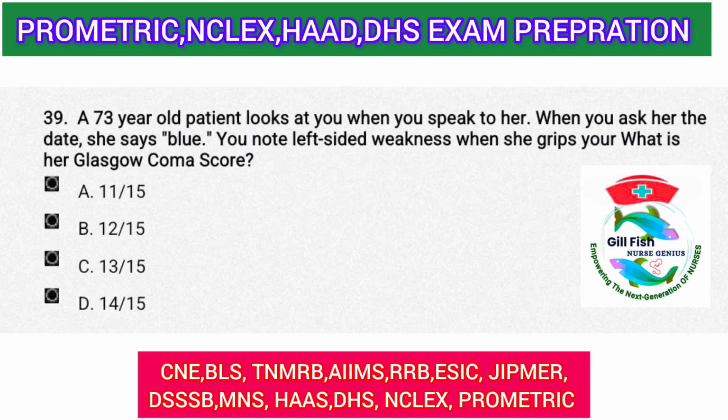Next question. A 73-year-old patient looks at you when you speak to her. When you ask her the date, she says blue. You note left-sided weakness when she grips your hand. What is her GCS score? So what is the answer here? Option A, 11 by 15. Option B, 12 by 15. Option C, 13 by 15. Option D, 14 by 15.